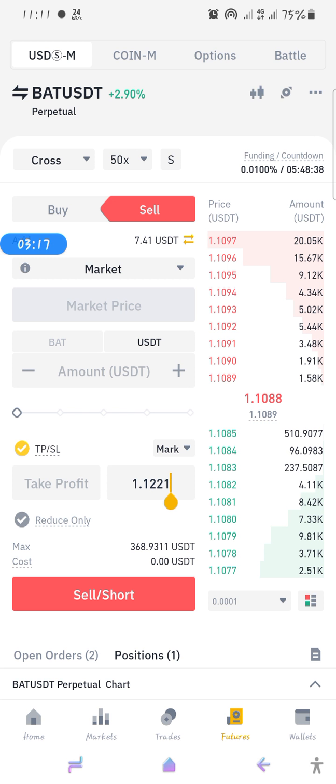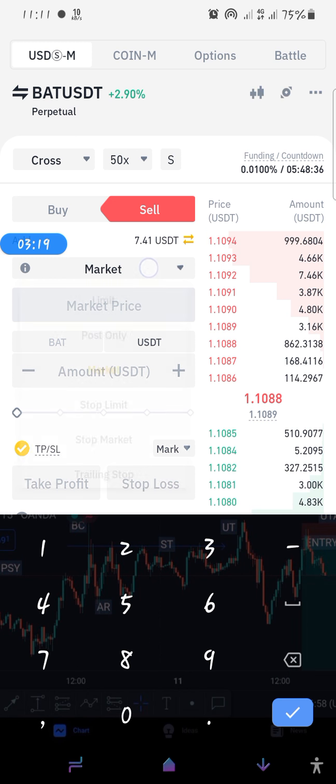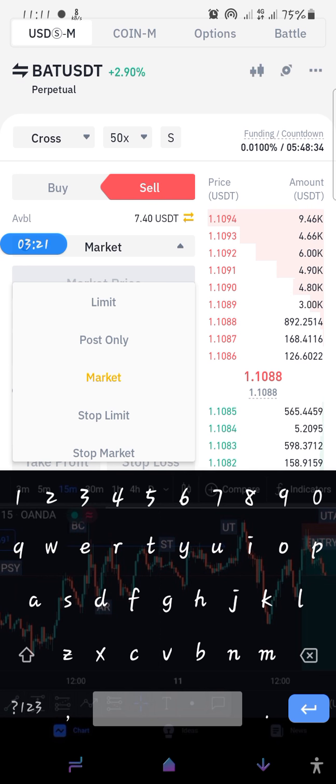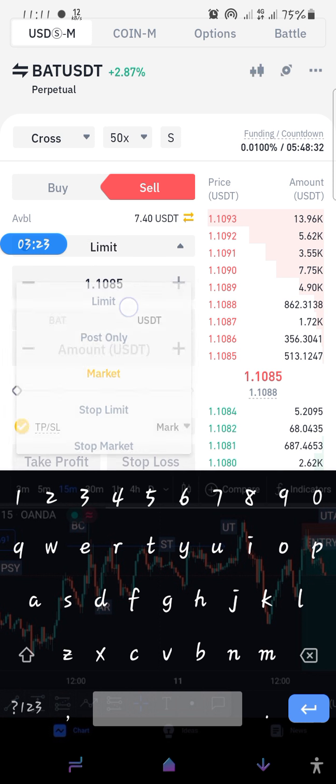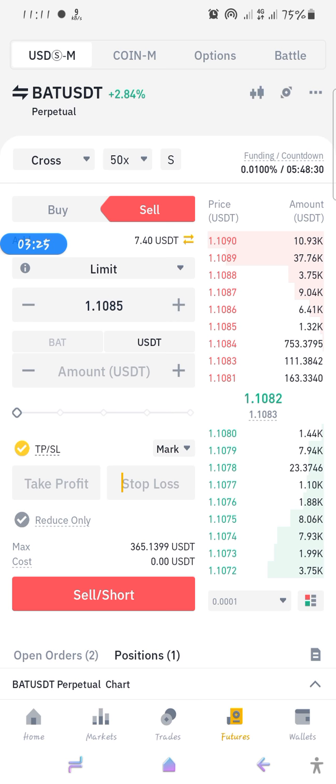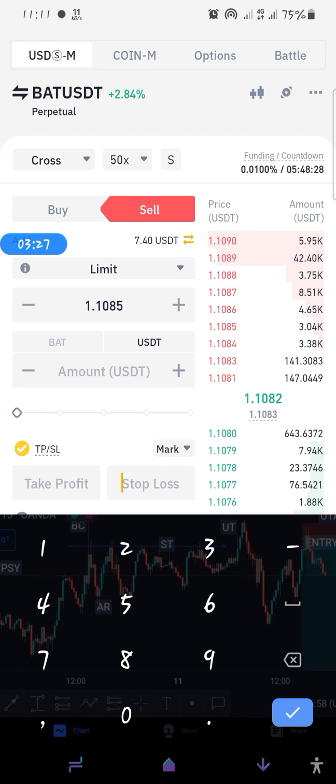Okay, but right now I don't want to sell at market price. I want to show you how the signal is going to be. So if I say sell limit on BAT USDT, sell limit at 1.1152. Okay, so you come here, this is where you put the limit. You can see below the limit, that's where you put the price, not the figure, the price. So if I say sell limit at 1.1152, you see it's already set.